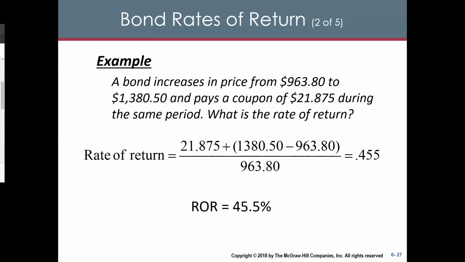It's 1,380.5 minus 963.8. So this is the income you can get from purchasing and then selling this bond. The initial investment you put in is the price you pay to purchase the bond, which is 963.8. Adding up all the income and dividing by the price you pay originally gives you the rate of return, which is 45.5% here. So in this example, you get a very high rate of return.